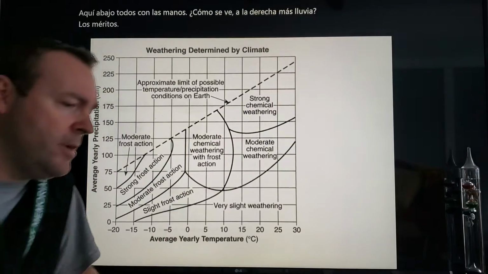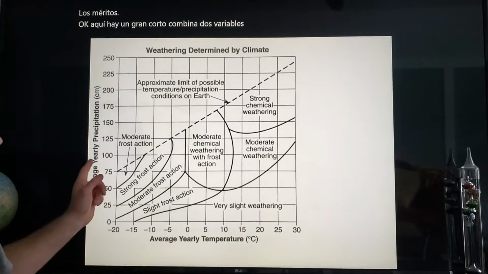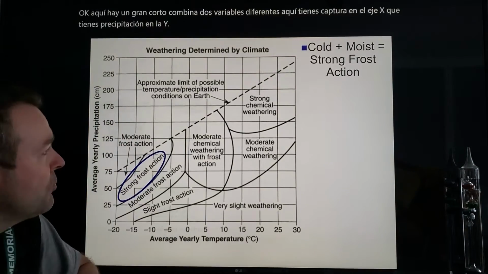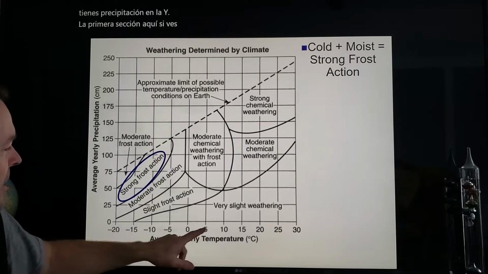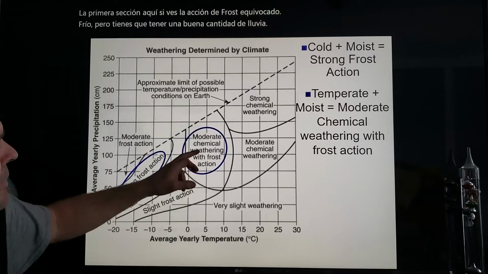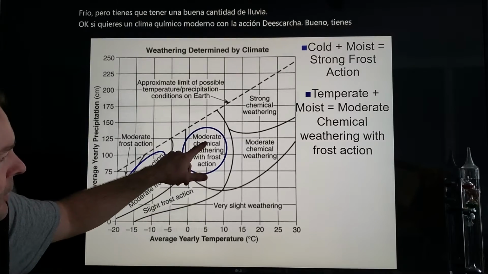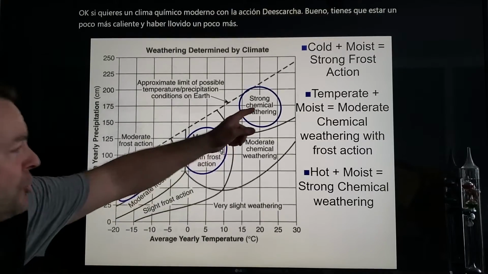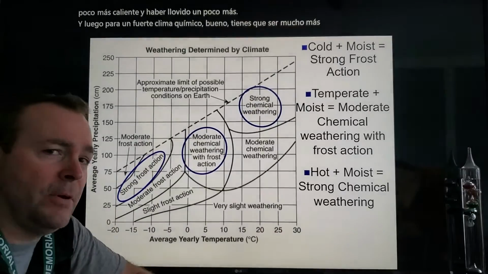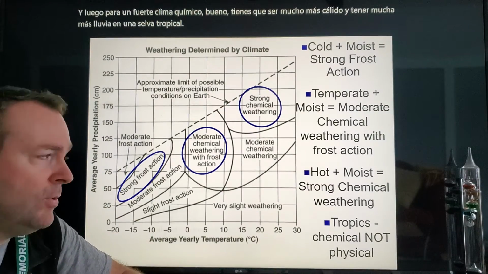Okay. Here's a great chart. Combines 2 different variables here. You have temperature on the x-axis. You have precipitation on the y. For the first section here, if you want strong frost action, well, look, you got to be cold, but you have to have a decent amount of rain. Okay? If you want moderate chemical weathering with frost action, well, you got to be a little warmer and have a little more rain. And then for strong chemical weathering, well, you got to be much, much warmer and get a lot more rain, like in a tropical rainforest. Okay, the tropics is mostly chemical weathering, not much physical at all.